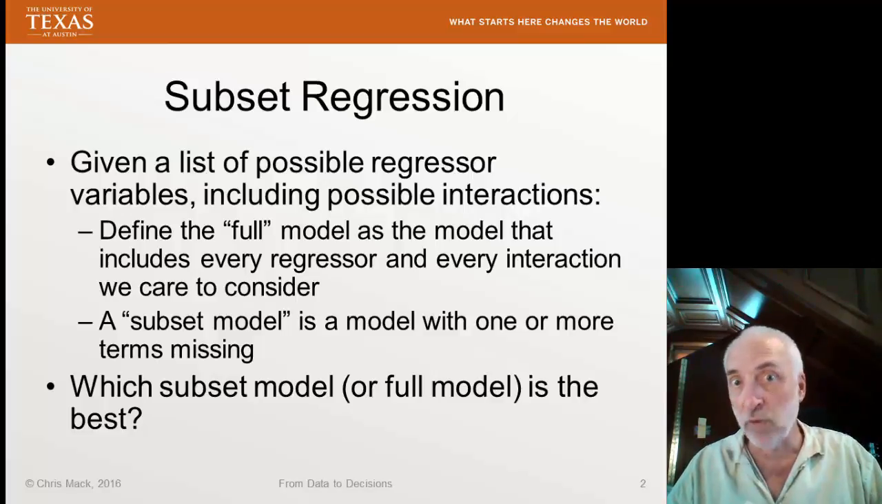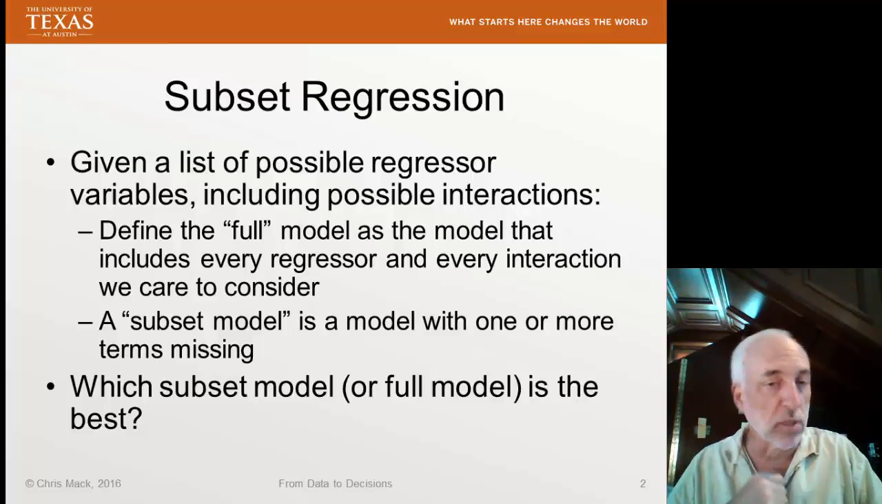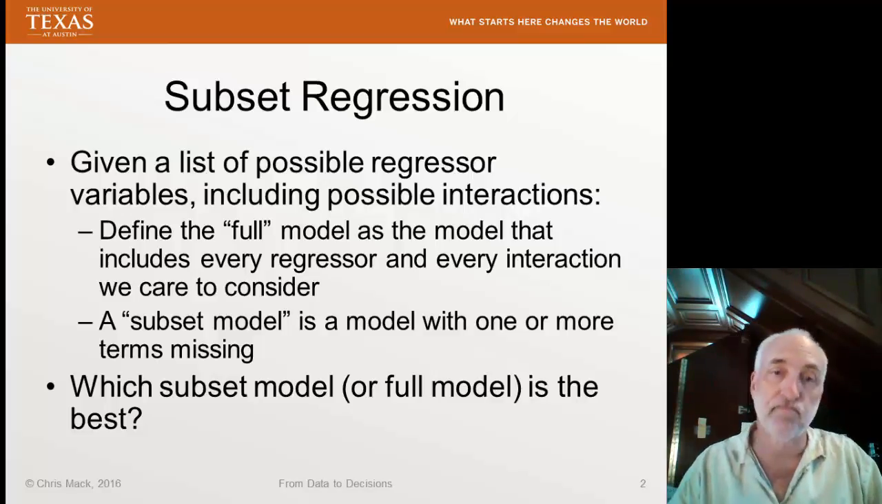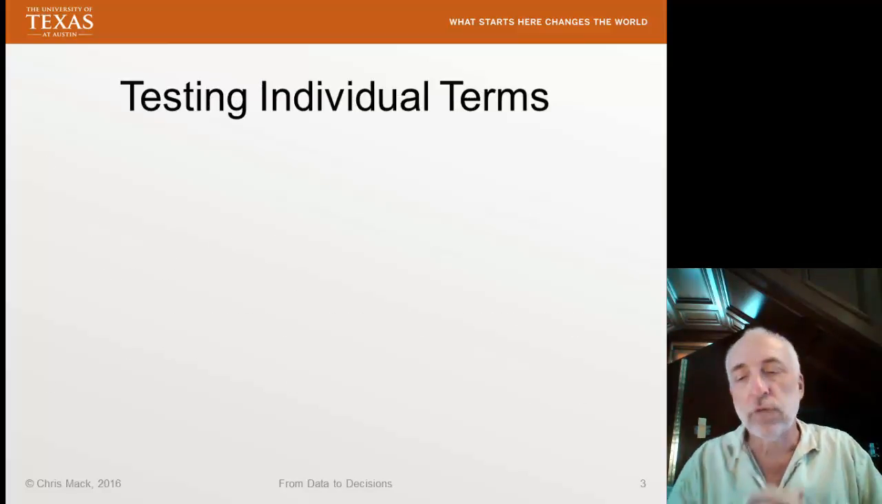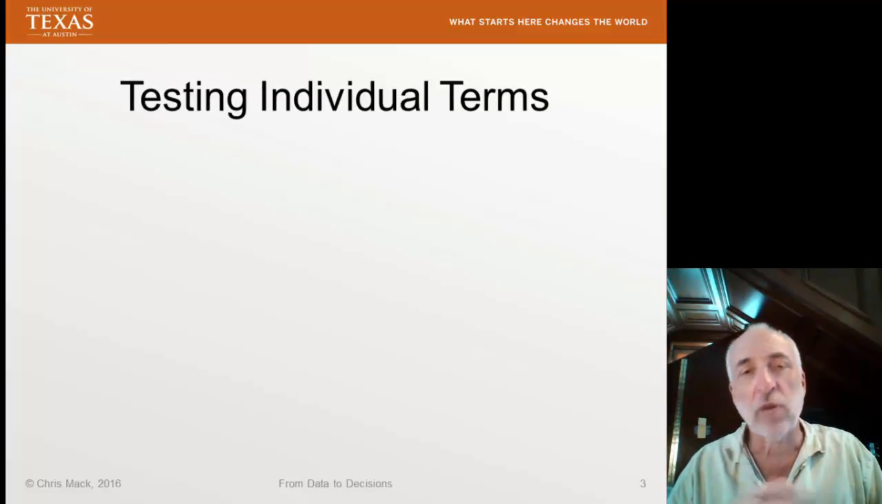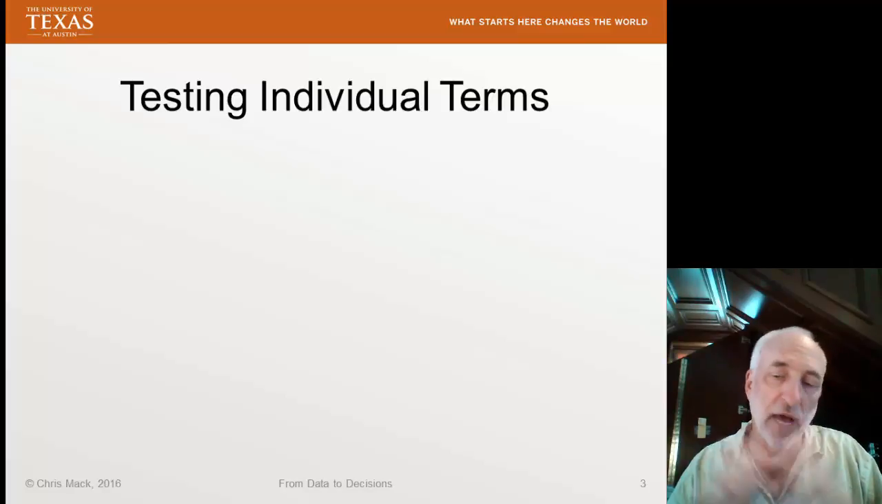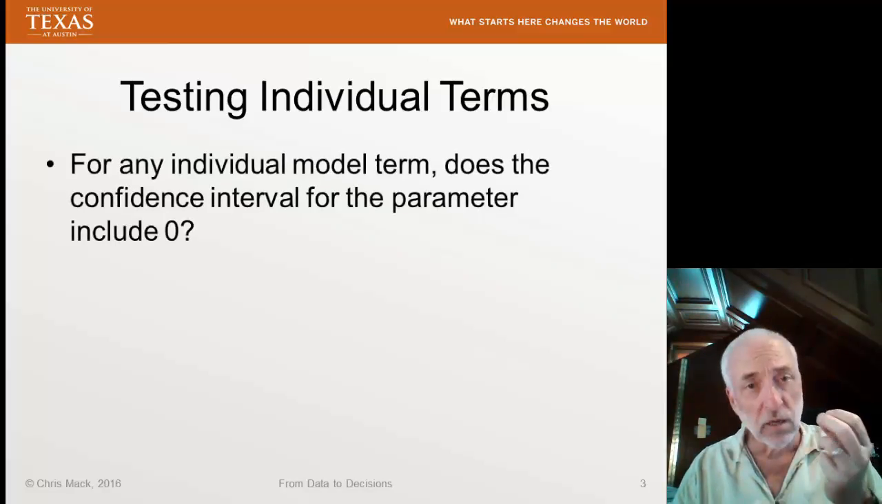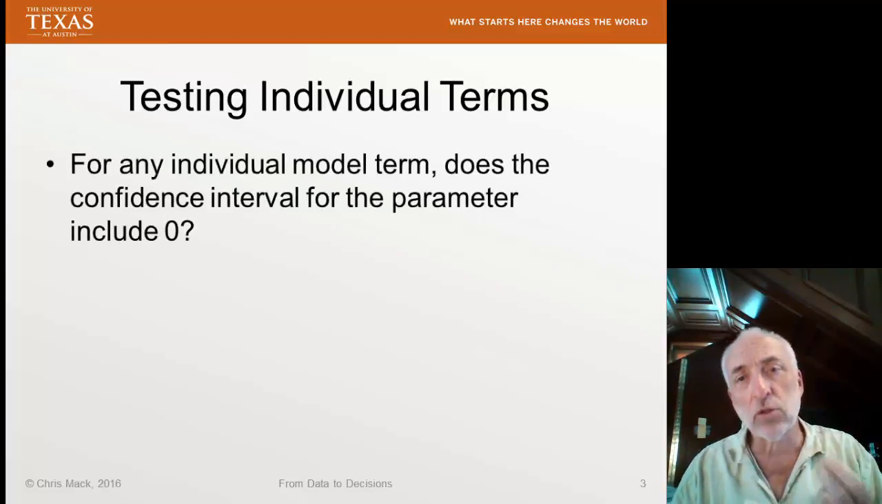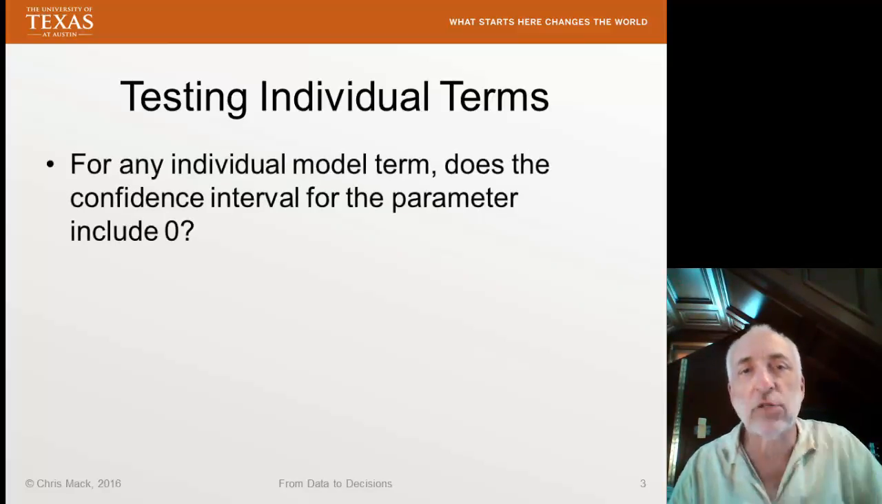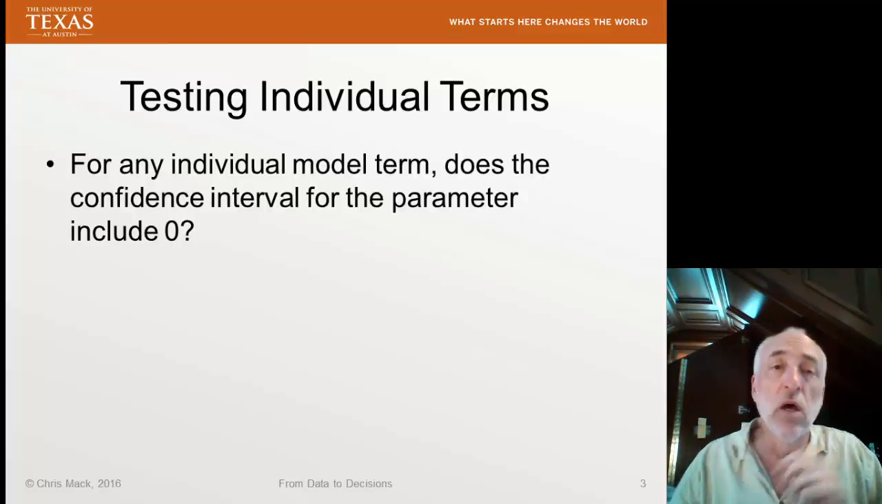Of course, defining what we mean by better is an important aspect of this, and we've already talked a little bit about that, and we'll talk some more about it. First of all, let's talk about testing individual terms. If I've got a full model with lots of different model terms in it, I might ask the question, for any individual model term, how do I know that that term should be included in the model?